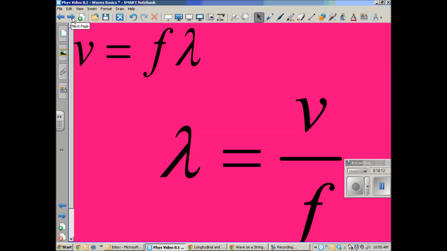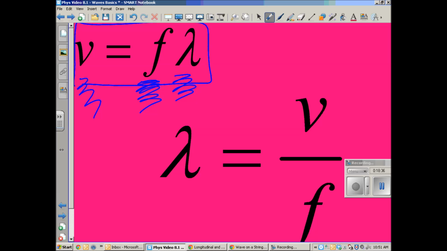Here are the equations that we use to relate these. All right, so it turns out you can find the velocity of a wave by taking the frequency that the particles are vibrating at and multiplying that by the wavelength. In terms of calculations, this equation is probably the easy one to use, so I would write that down.